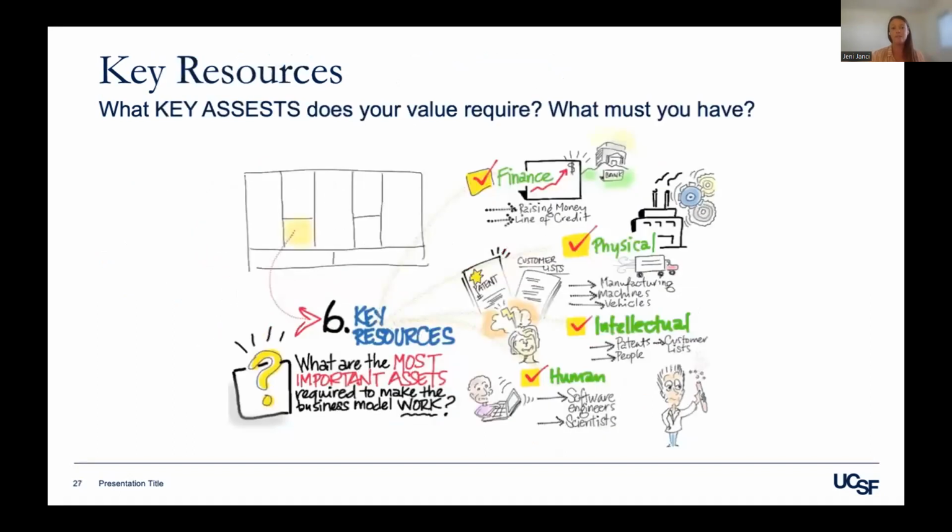And then the key resources is what key assets do you need to make that product? What do you have to have? Do you have to have the right personnel? Do you have to have enough money to pay those people and to buy other supplies? Do you need intellectual property? Again, what supplies and resources do you need to create a full product?